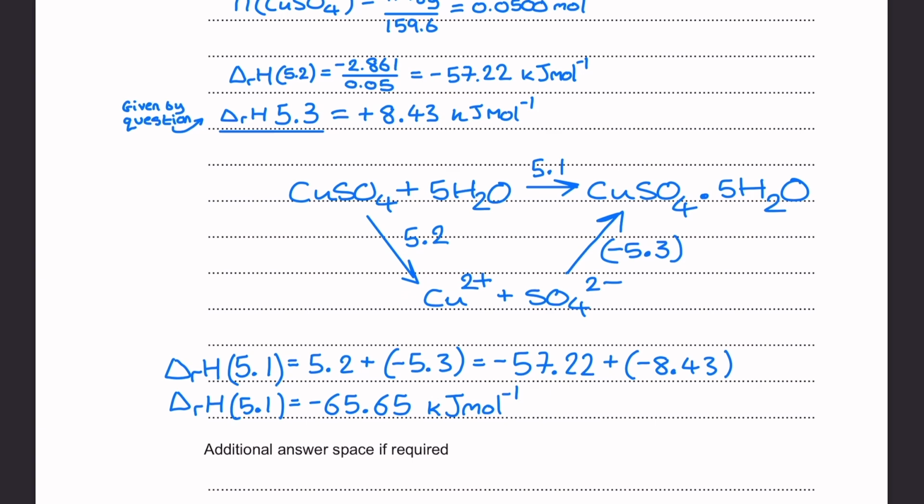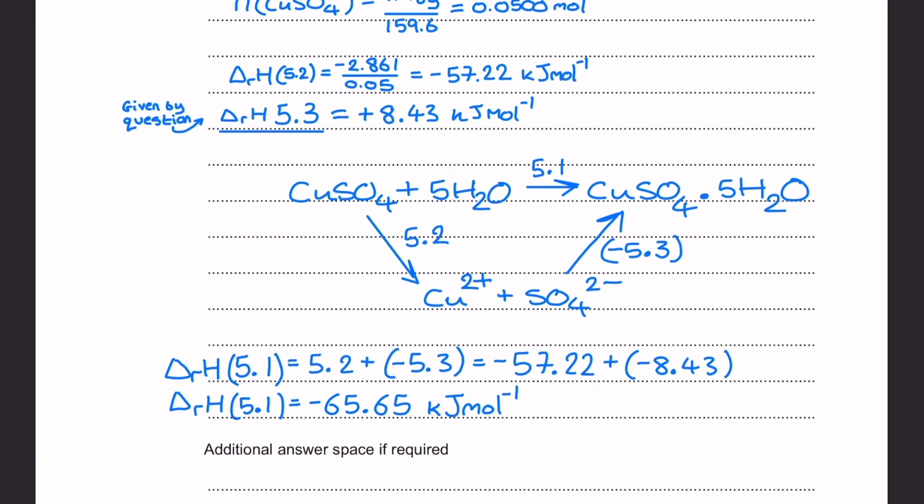So the calculation is quite simply just shown here. There it is. I'll just hold on the page there for a moment. But we've got 5.1 equals 5.2 and 5.3 added together. Just be careful here with that sign on the 5.3. So I've got my numbers here that I'm going to use for that, and I've got therefore my enthalpy change of negative 65.65 kilojoules per mole.